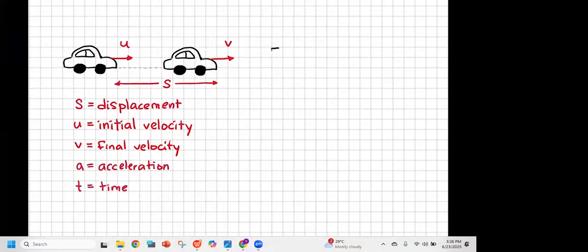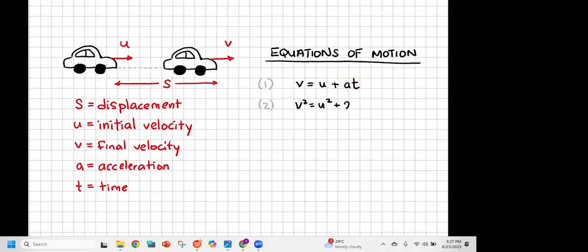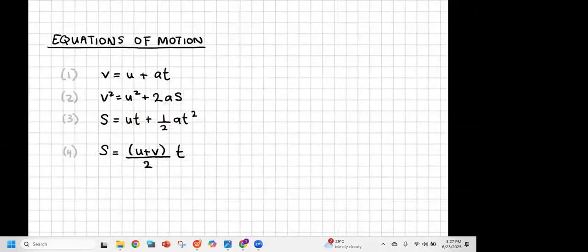These variables are related by Newton's equations of motion, and there are 4 of them. Number 1, the final velocity is equal to the initial velocity plus the acceleration times time: v = u + at. This makes a lot of sense because this here is the gain in velocity. Another one is v squared is u squared plus 2as. Third equation, s is ut plus half at squared. And lastly, s is (u plus v) divided by 2, times time. We can also easily explain this equation because this chunk here, (u plus v) divided by 2, is the average velocity. Let's put these aside and look at an example.